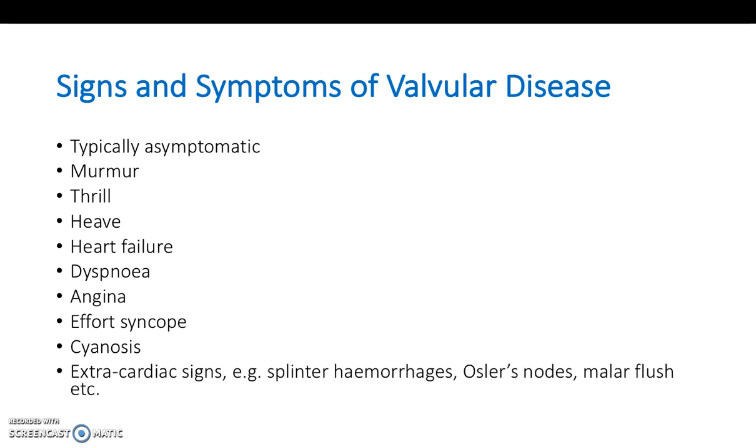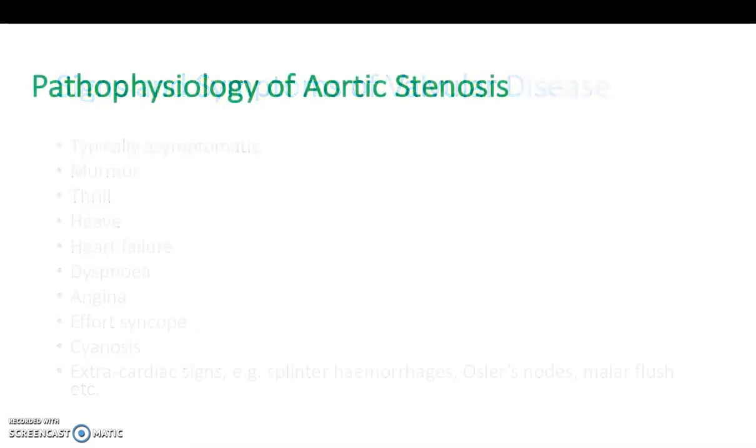And then we've got extra cardiac signs such as splinter hemorrhages and Osler's nodes, which are indicative of infective endocarditis, and a malar flush, which is usually seen in mitral stenosis.